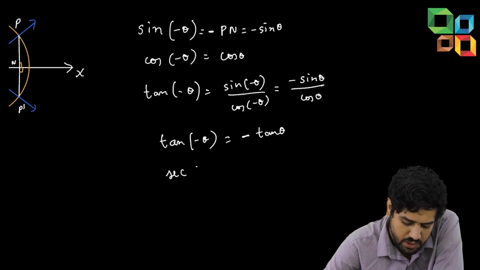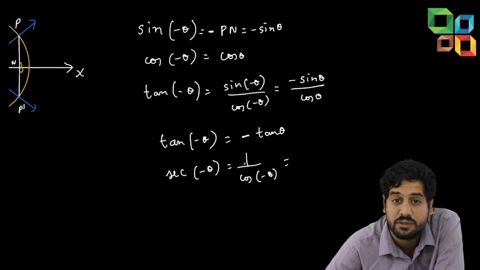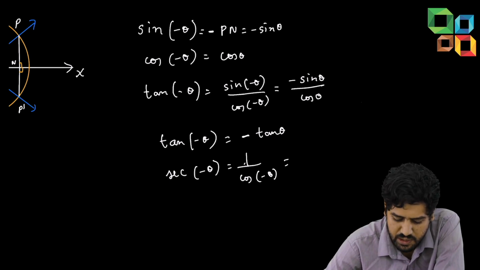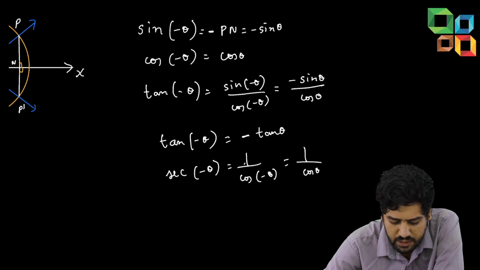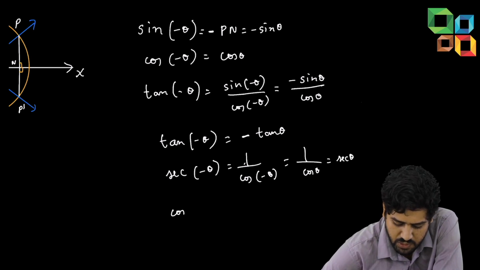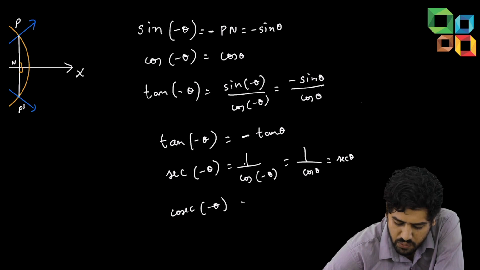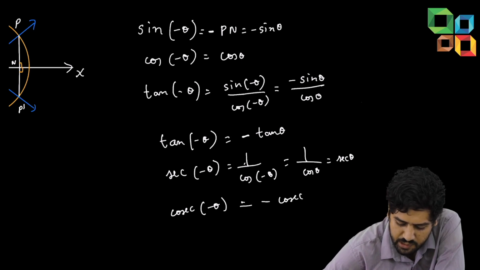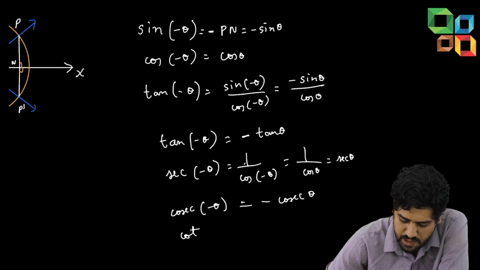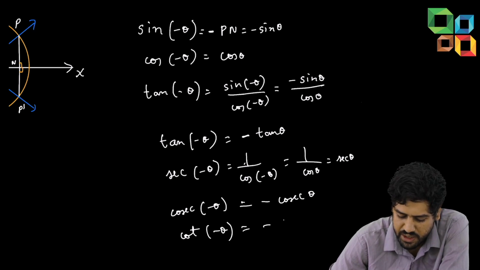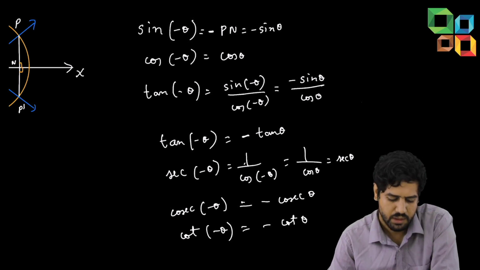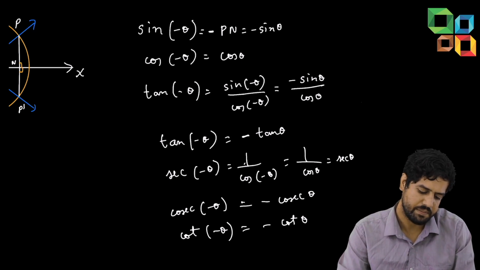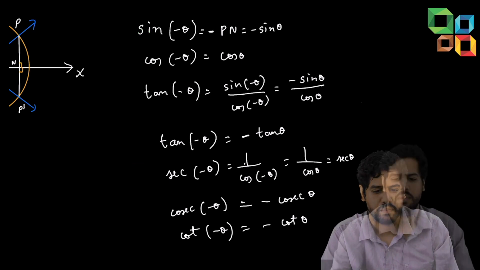Similarly, secant of minus theta will be 1 by cos of minus theta, and cos of minus theta is cos theta, so it is 1 by cos theta, which is just secant theta. Similarly, cosecant of minus theta you can prove will be minus cosec theta, and cot of minus theta is minus cot theta. You can prove this with the same methods that we have used here.